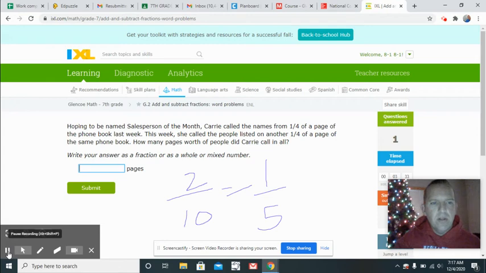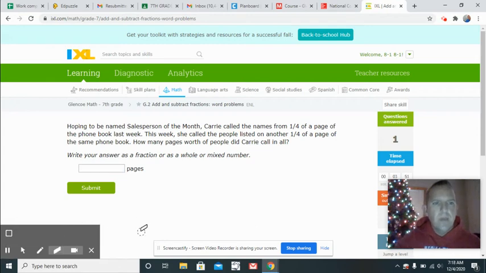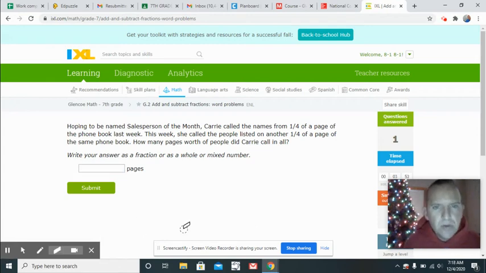All right, let me go ahead and pause it and clear up my screen. Open up your named salesperson of the month. Carrie called the names of 1/4 of the phone book last week. That's a ton. This week she called the people listed on another 1/4 of a page of the same phone book. How many pages worth did she call in all? Well, 1/4 of one plus 1/4 of the other would be 2/4. 2/4 reduces to 1/2.